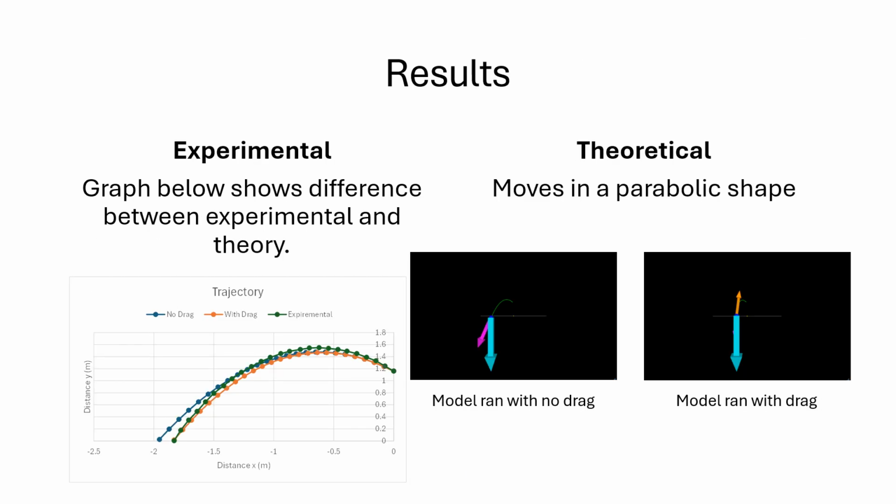Our results: the graph shows the difference between experimental and theory. The theoretical moves in a parabolic shape. You cannot see it very well, but the one on the left is a model run with no drag. The one on the right was a model run with drag. You can see the arrow for the force of drag, big and orange.